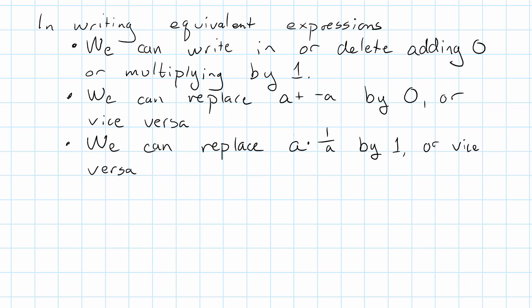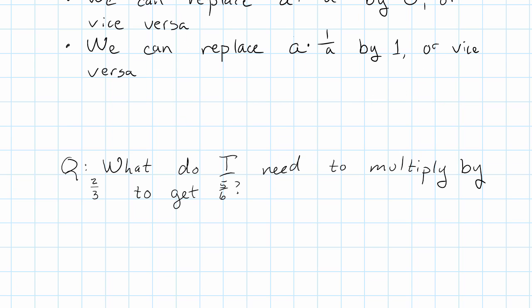Here's an example of a place where that might come in handy. Let's say I want to figure out what I need to multiply by 2/3 in order to get 5/6. Well, one way I could figure that out is to start with 5/6 and to write that as 5/6 times 1. Right, I can do that. It's free to write in times 1.